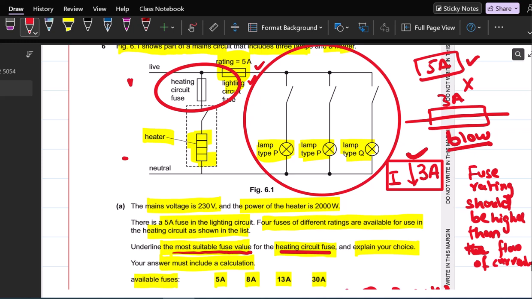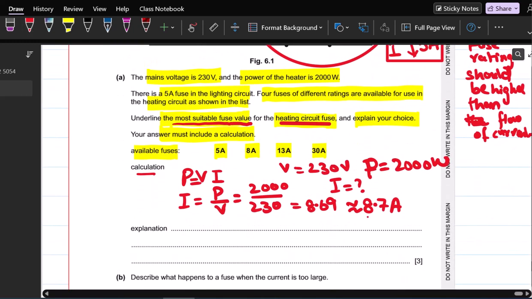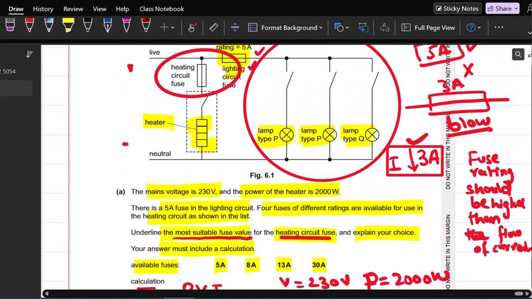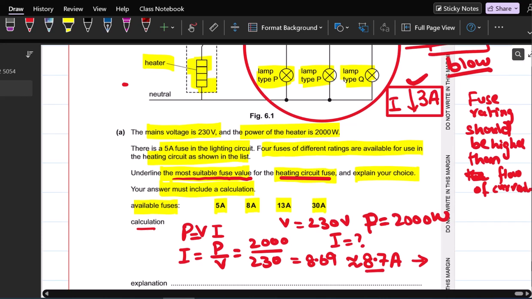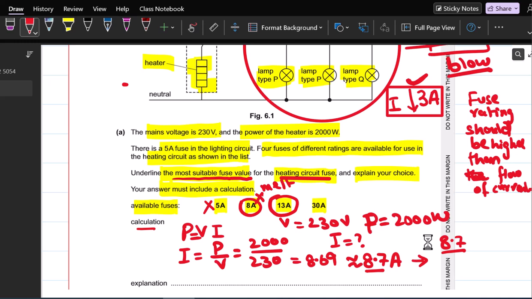So we are getting 8.7. So we should keep it a little higher. We can't use 8 ampere. 5 ampere is not suitable. 8 ampere is also not suitable because when 8.7 will flow, this fuse will melt. So it is better to keep 13 ampere. This is going to be the best one, 13 ampere.